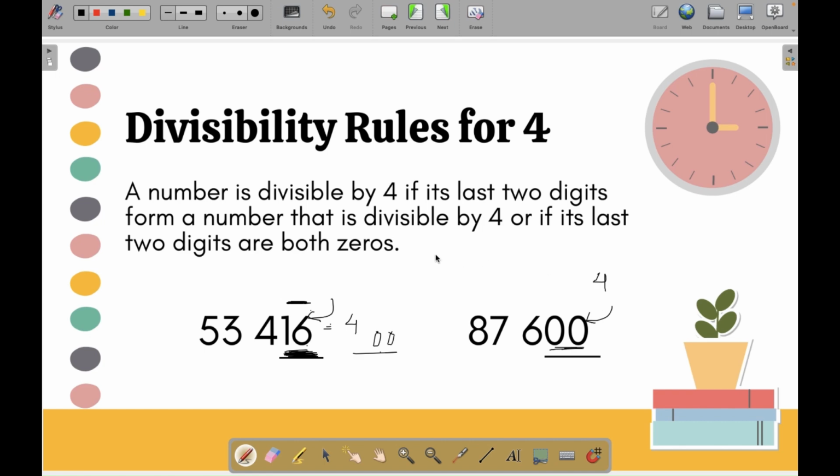Okay. Another example, 22816. Right. So we just have to check whether the last two digits are divisible by 4. Here also the last two digits are divisible by 4, so this entire number is a multiple of 4, or 4 is a factor of this entire number.